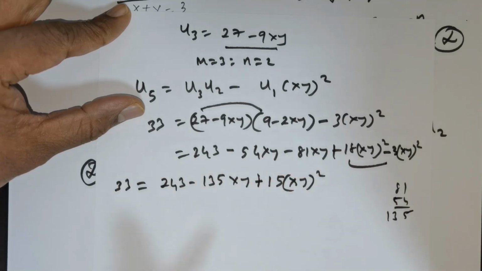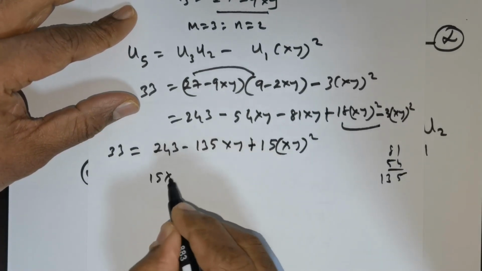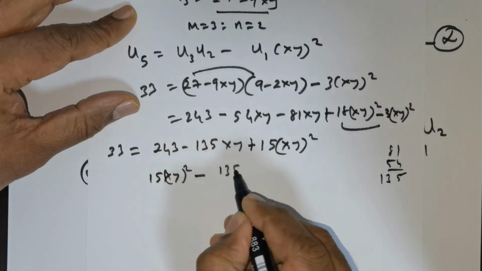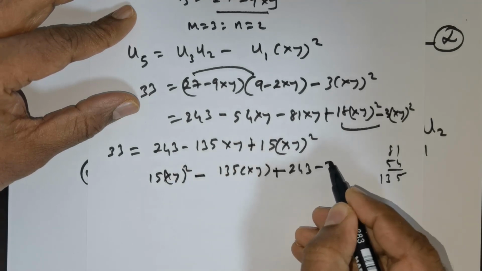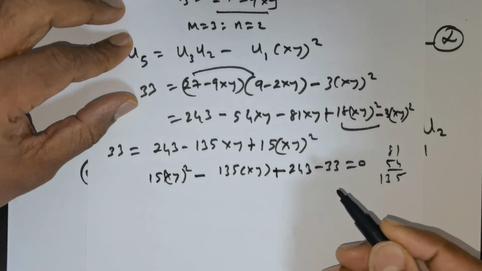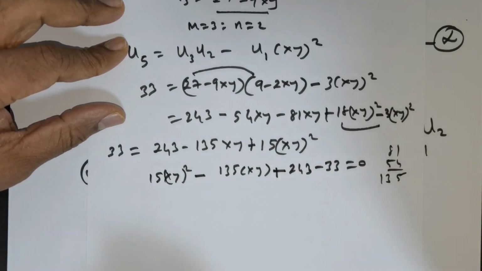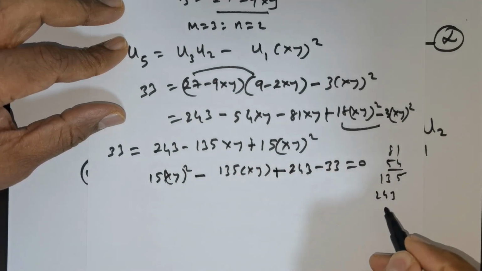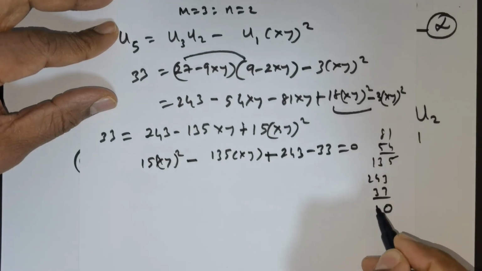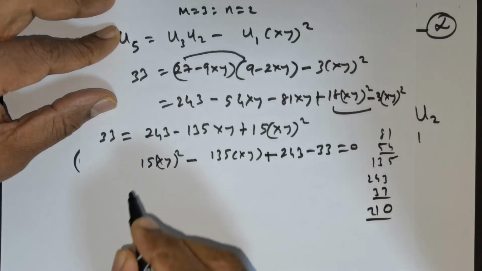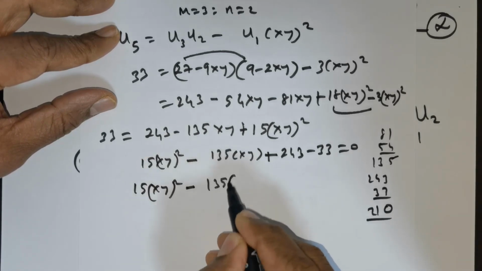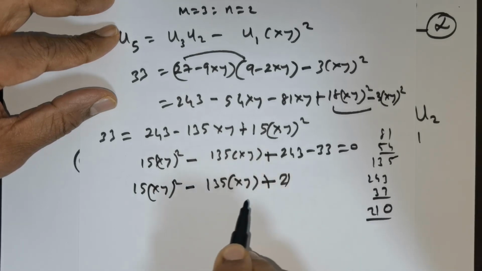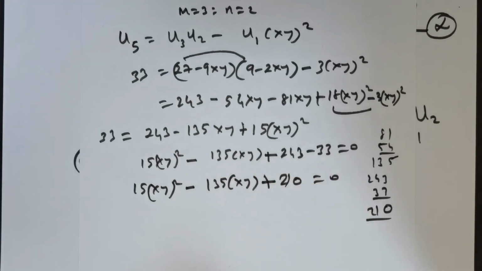squared is equal to 33. You can rewrite this as 15 (xy)² minus 135 xy, plus 243 minus 33 equal to 0. So you have to subtract, so that is going to be 243 minus 33, which is 210. So you have 15 (xy)² minus 135 times xy plus 210 is equal to 0.